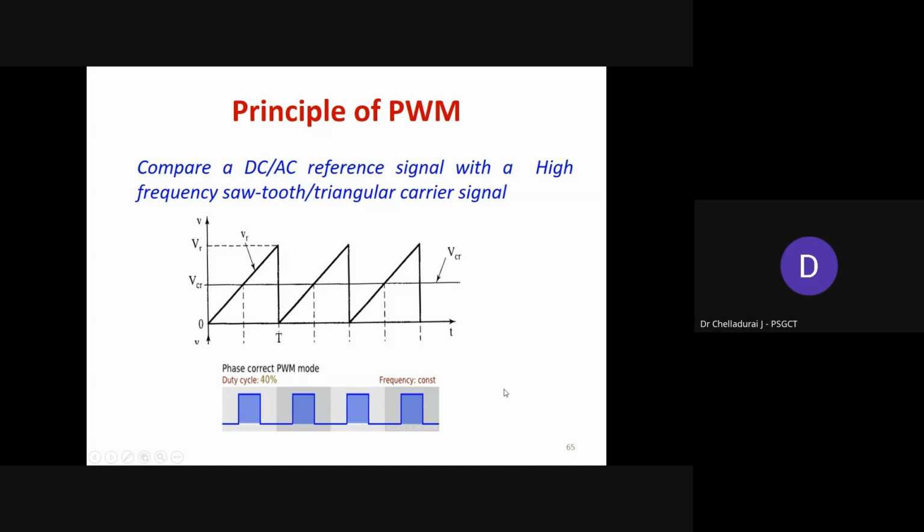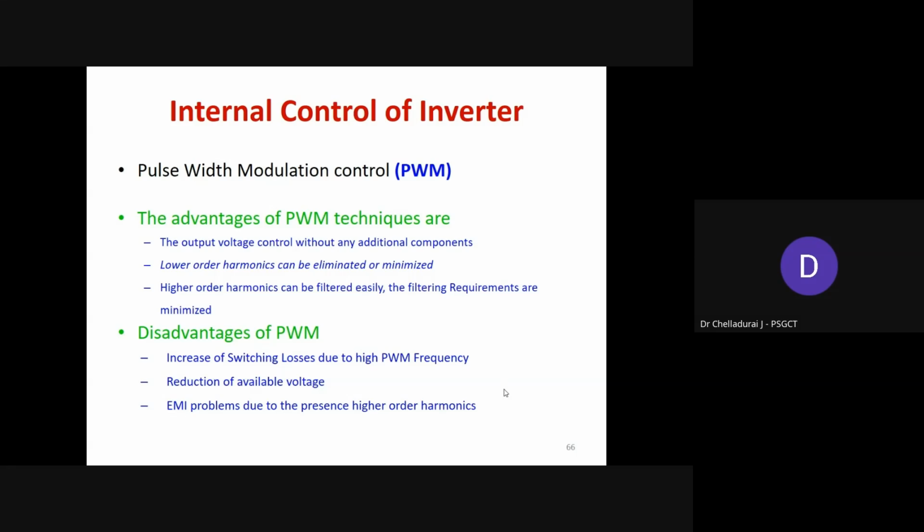This pulse width can be directly connected through driver circuits to turn the switches on and off, that is, the number of switches available in the given power electronic converters. The main advantage of using the pulse width modulation technique is that voltage control is easy. Then harmonics we can also control easily.